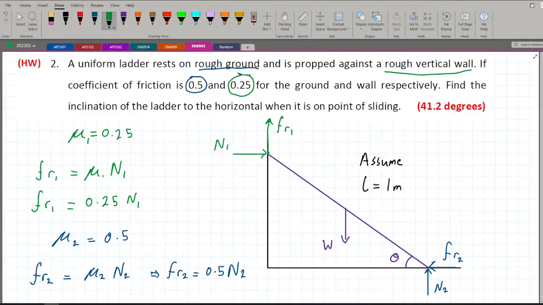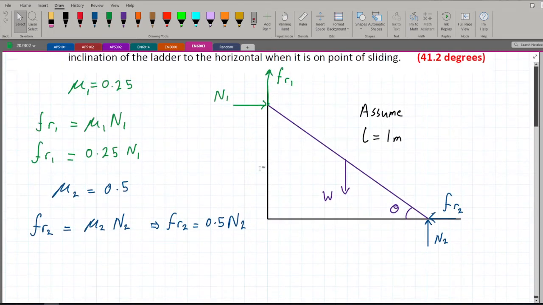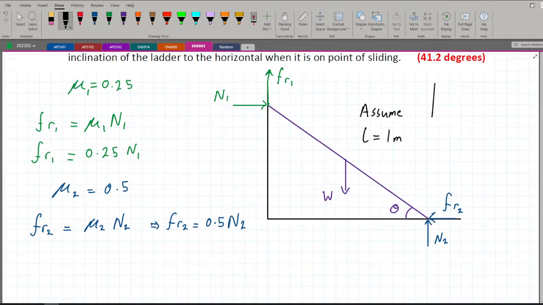And yeah, so now this was our first step. The second step is we're going to find our sigma fx and sigma fy. Let us assume a positive direction. I usually assume my positive directions to be to the right and up. So this is my plus x and this is my plus y.